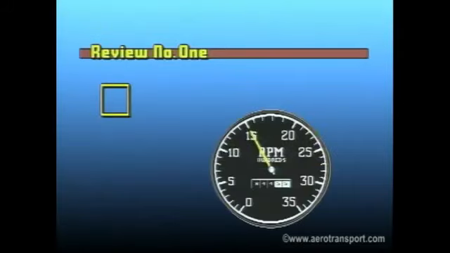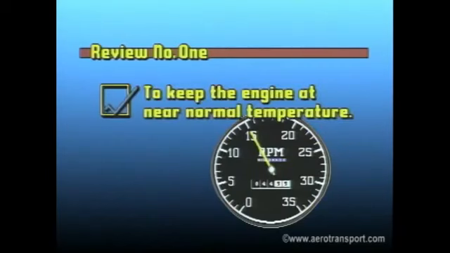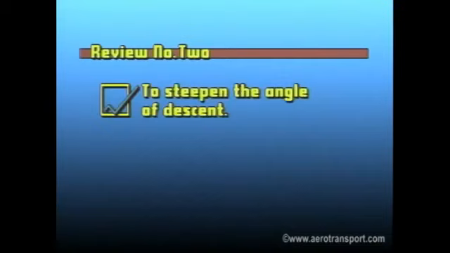During a power-off descent, why is it necessary to periodically increase the power to full power? This is necessary to keep the engine at near normal operating temperature, otherwise it may fail to respond properly when the throttle is opened. Why would the flaps be extended when descending at a constant airspeed? You would extend the flaps to steepen the angle of descent.